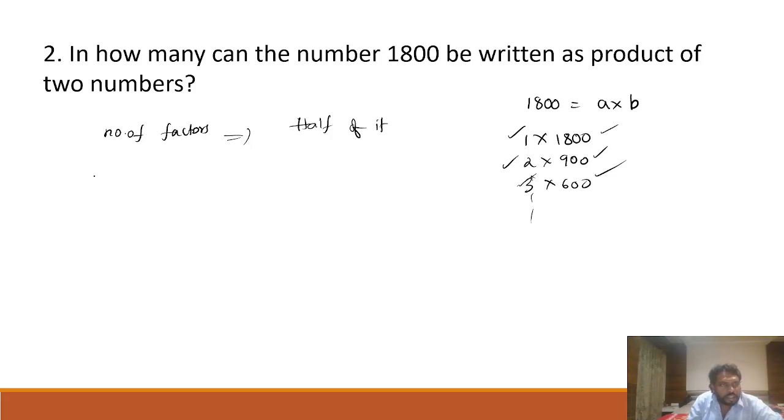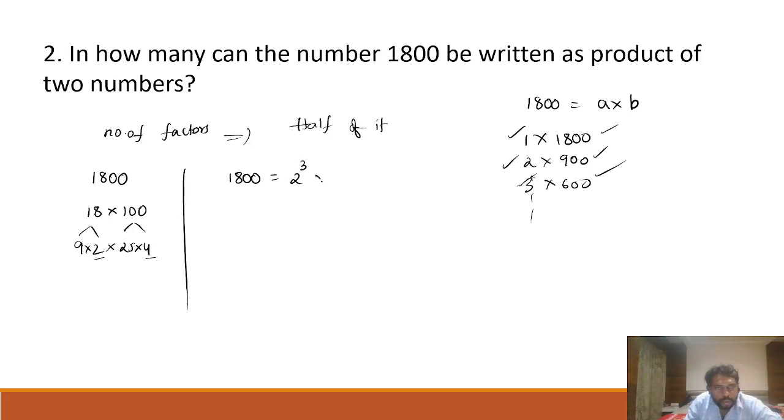First, as I told you, I need to prime factorize. 1800 you can directly write as 18 into 100, where 18 is 9 times 2 and 100 is 25 times 4. So the prime factorization is 1800 equals 2 into 4, which is 8, nothing but 2 cube, multiplied by 9, which is 3 square, and 25, which is 5 square. Clear?